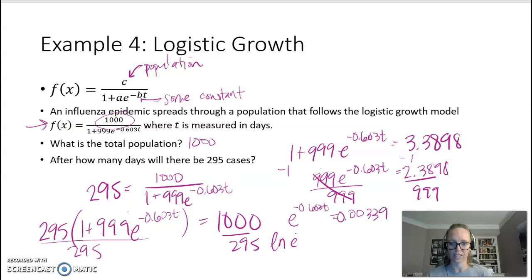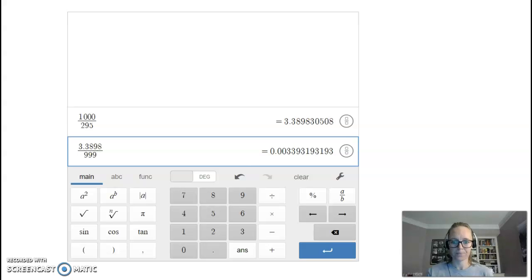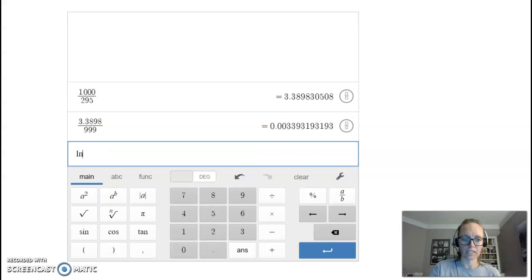So natural log of e to the negative 0.603t is equal to the natural log of 0.00339. This cancels out because the log and the exponent have the same base. So I'm left with negative 0.603t is equal to the natural log of this number. So I'm taking the natural log of 0.00339, which is negative 5.686.